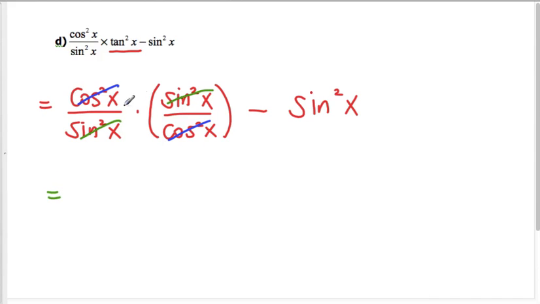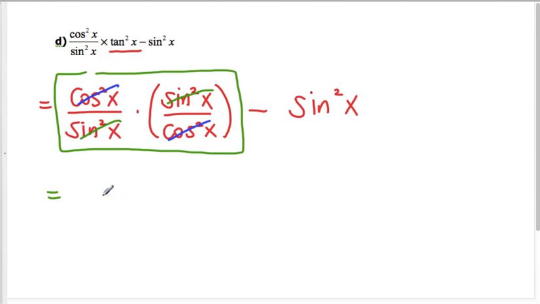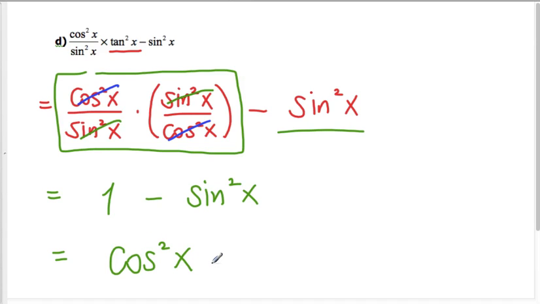So all you have in this entire left side, the first term, is 1, and then you get sine square x from the leftover, right? And what did we just talk about? 1 minus sine square x is equal to cosine square x. So that's it.